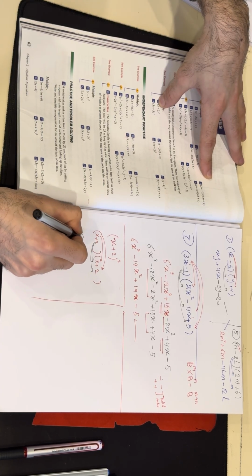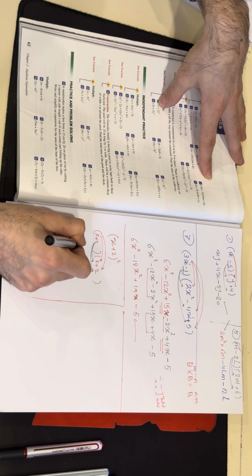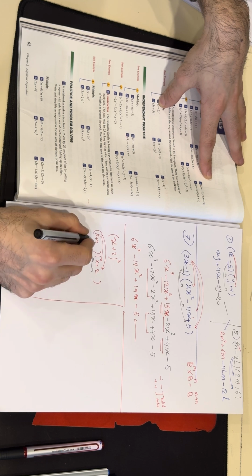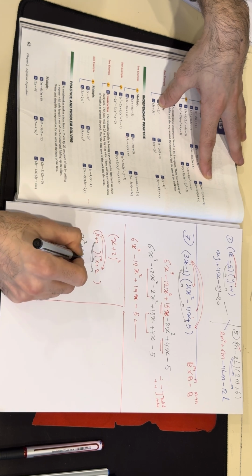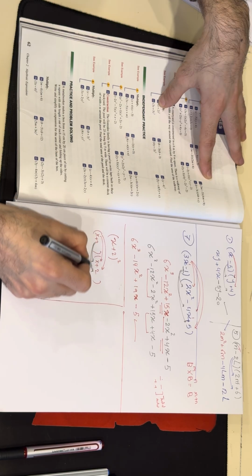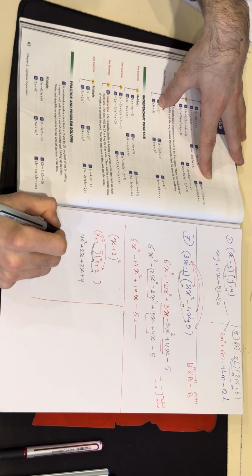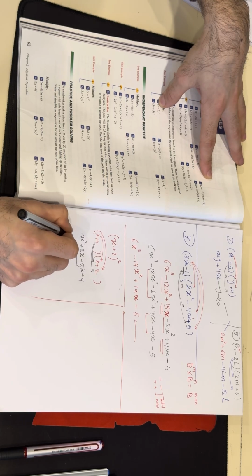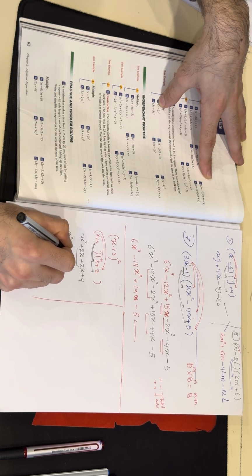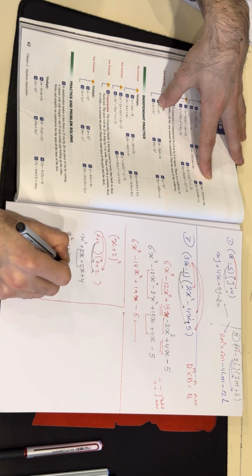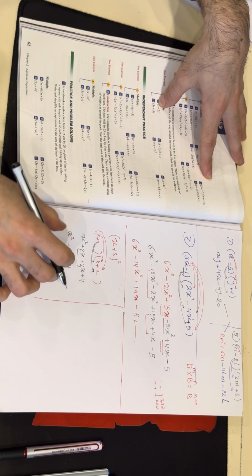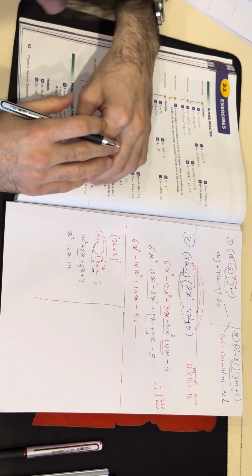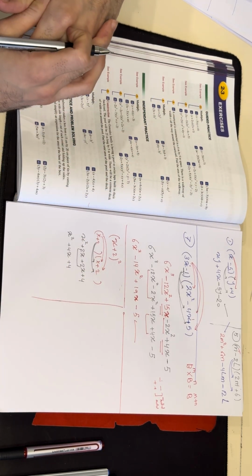X times x, x power 2. X times 2, positive 2x. Then positive 2 times x, it will be 2x. Then 2 times 2, it will be 4. Do I have like terms? Yes, these two. So it will be x power 2 plus 4x plus 4. So some people will do it this way, but for this kind of question we have a fast way which is easier and you can do it immediately.